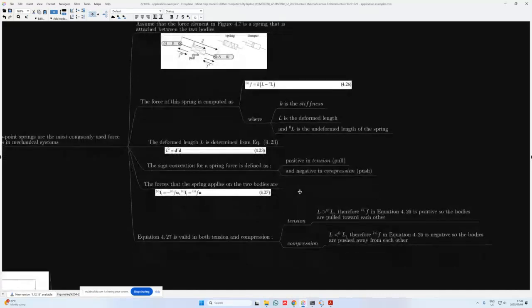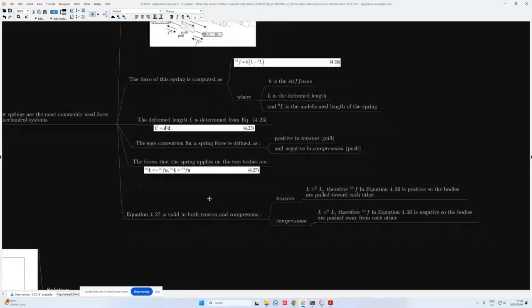The forces that the spring applies on the two bodies are then this F on body I, superscript S, meaning it's a spring force, which is equal to minus Fs, so the magnitude of the spring force multiplied by some unit vector. And then F on body J, superscript S, is equal to the spring force magnitude multiplied by the unit vector as well.